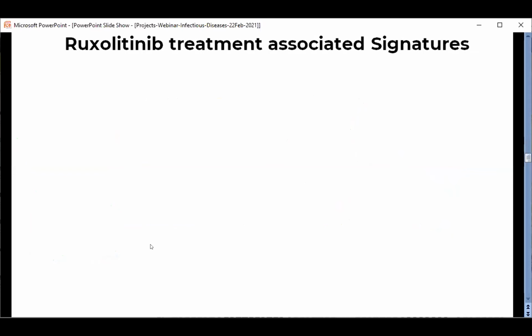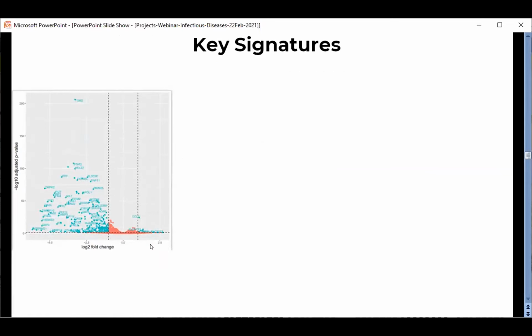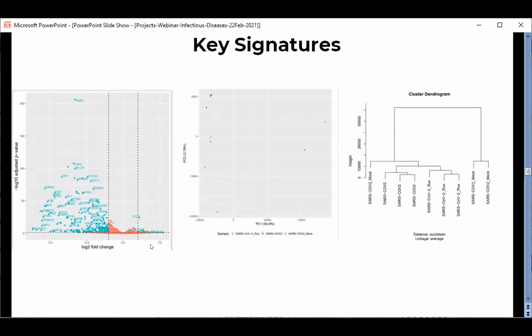In the next part, we have also tried to incorporate transcriptomics data analysis to identify a signature that can discriminate the samples that are ruxolitinib treated and untreated. Here we have employed different exploratory data analysis approaches like differential gene expression analysis, principal component analysis, and hierarchical clustering to understand what are important signatures that can distinguish these classes of the samples.